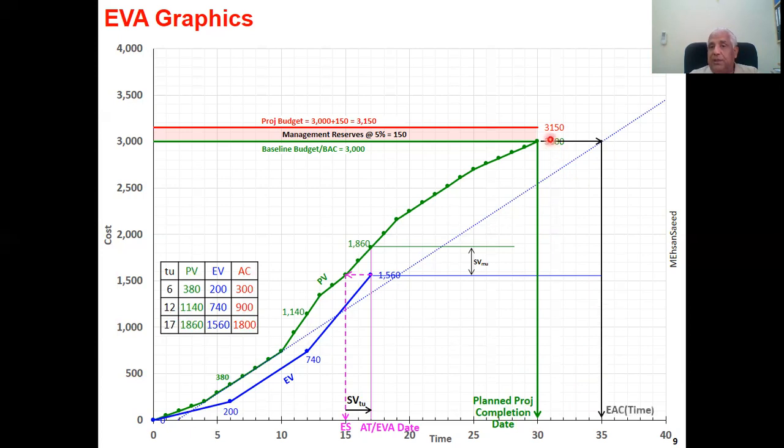So here is the situation that we are going to reach 3,000 over here, and we look down, we get a figure of 35. This is called EAC time, or estimate at completion in terms of time, which is the schedule forecast. And the difference between these two times is the variance, and because this variance is at the completion of the project, it is referred to as variance at completion. So variance at completion is 5 days, and because we are going to be late, it is -5.